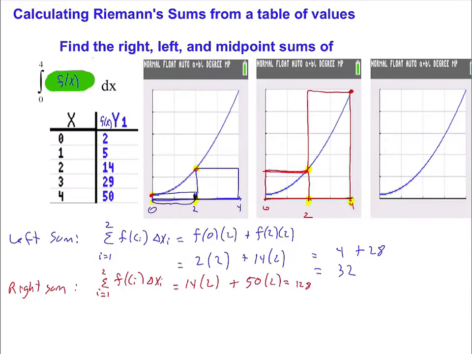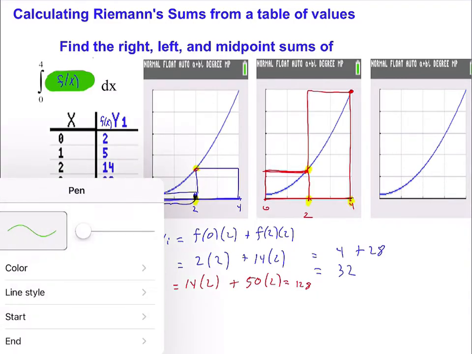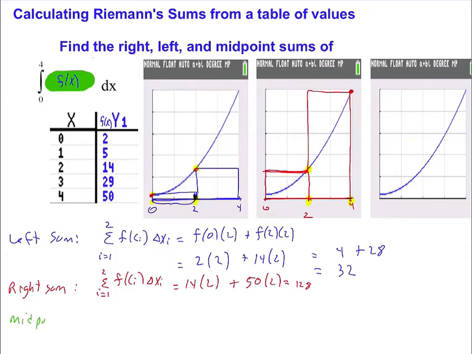If I wanted to do a midpoint sum, it's the same idea. The sum, I'm only using two rectangles again, of some y value times some x distance, and we just need to use the middle of each interval in order to find the y value. So I'm going to use the middle of my first interval to find the y value. So I'm going to need f of 1. I'm going to multiply that times the x distance.